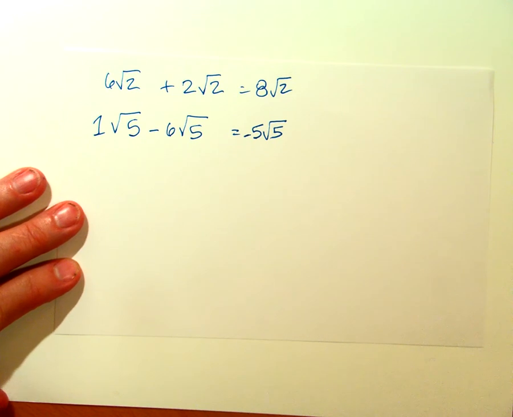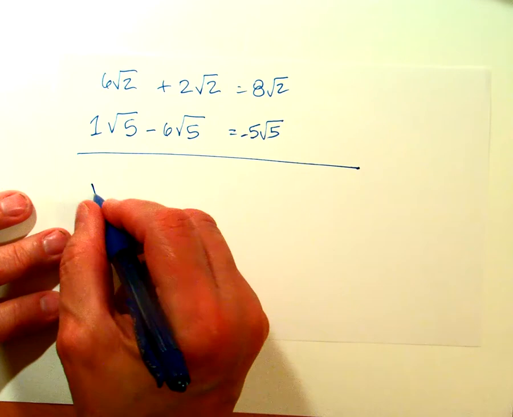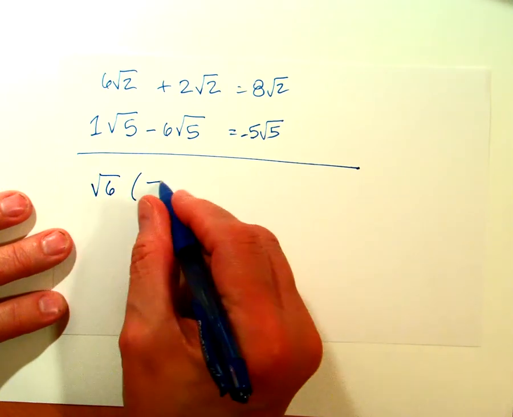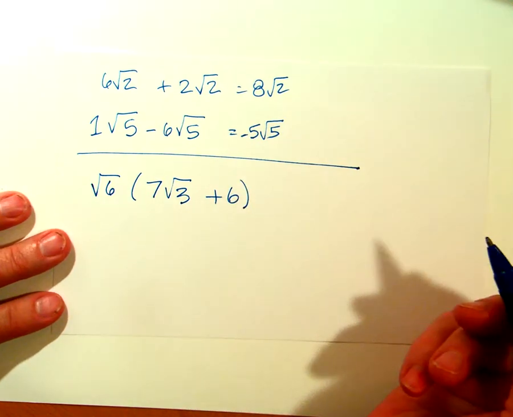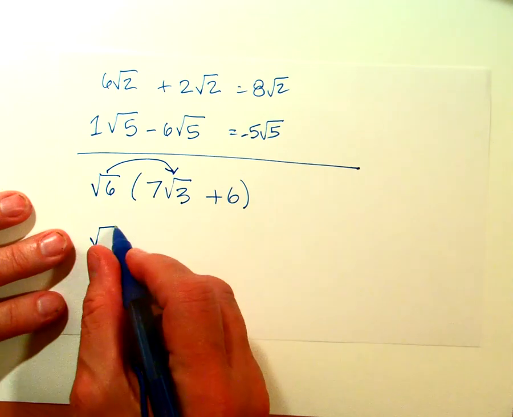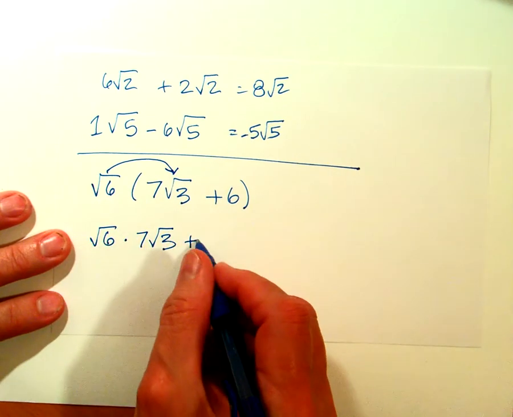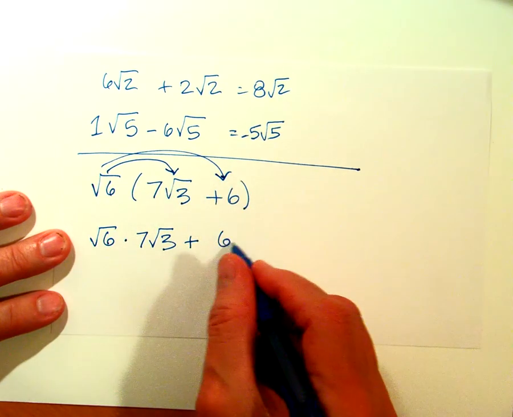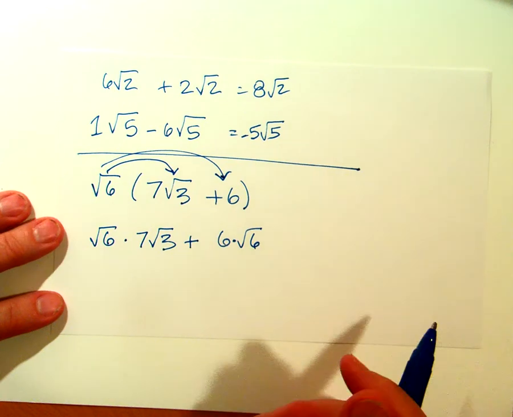And how about a little bit of distributive property action? What if you have the square root of 6 times 7 times the square root of 3 plus 6? Okay, we're just going to do our usual, multiply them separately. So this will be the square root of 6 times 7 times the square root of 3, plus 6 times the square root of 6. We always put the number multiplied first. That's just good grammar.